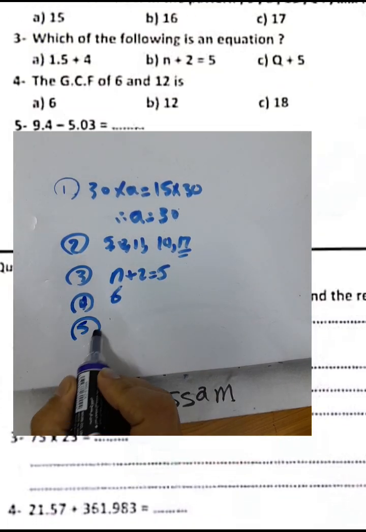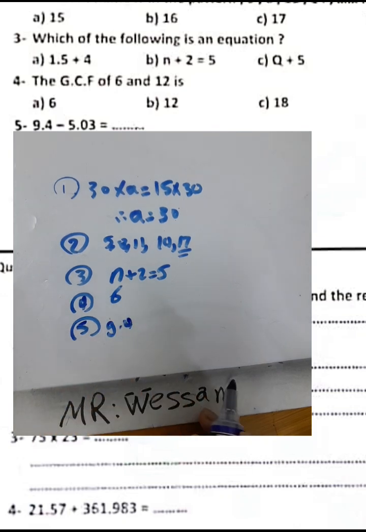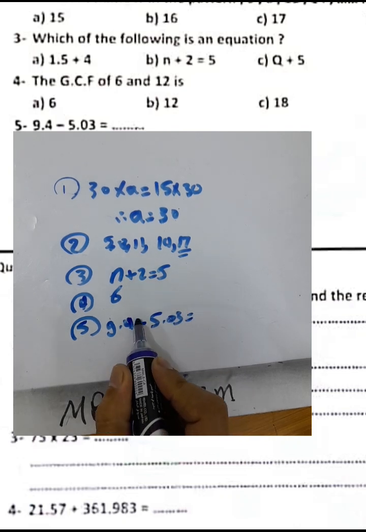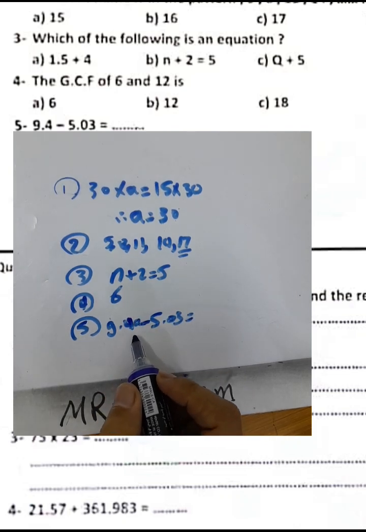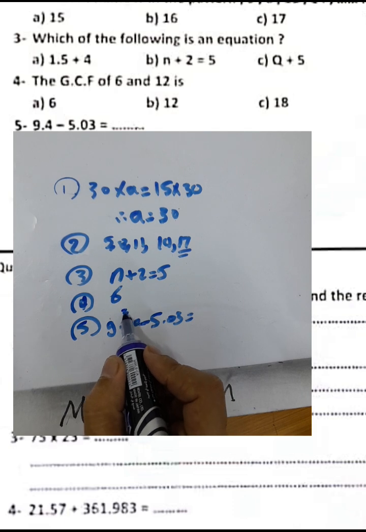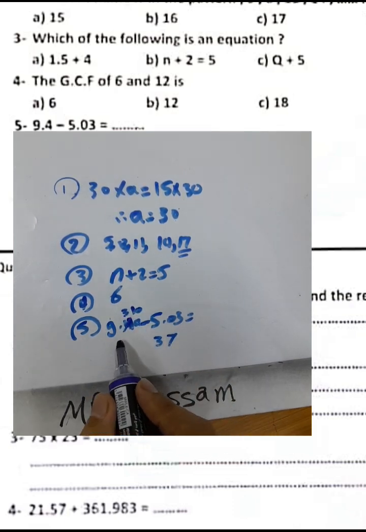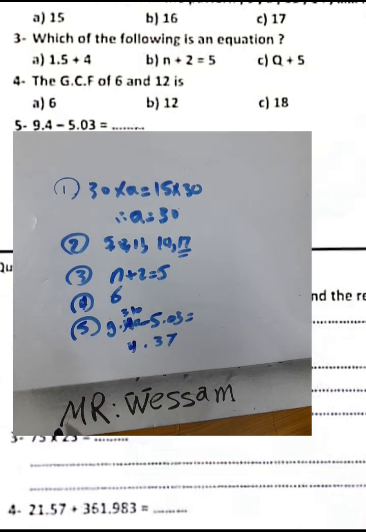Question number 5. 9.4 subtract 5.03 equals. We can put a 0 here. 0 minus 3 we can't do, so we borrow 1. It will be 10 minus 3 equals 7, and 3 minus 0 is 3. Then write the point. 9 minus 5 equals 4. Then the result will be 4 and 37 hundredths. Okay, that was question number 5.